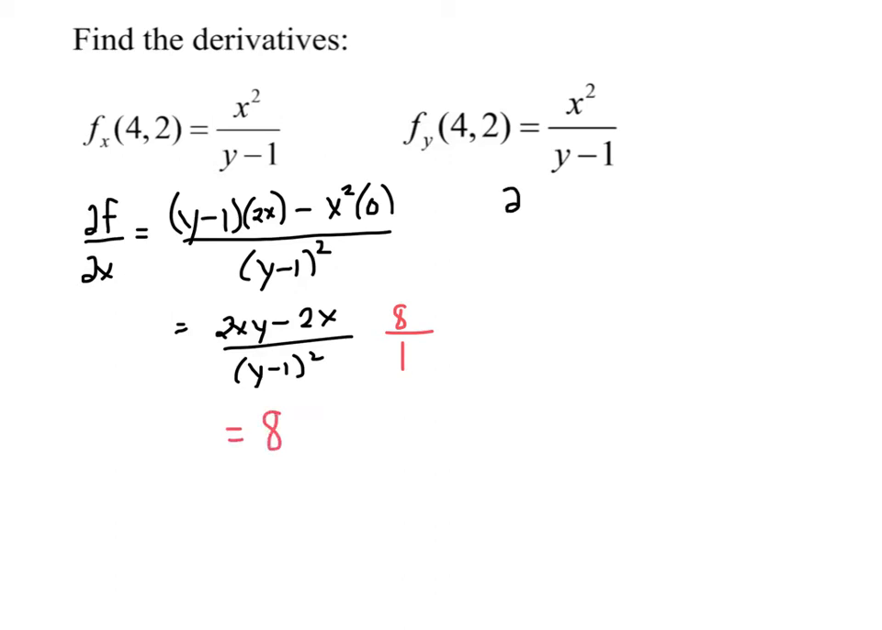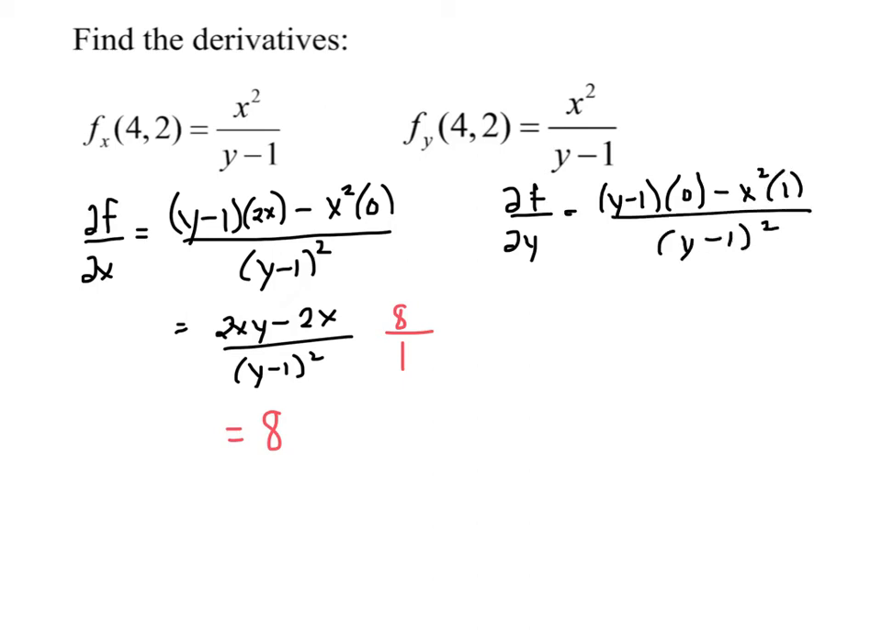Going with respect to y, low d high, and the derivative of the high this time is 0, minus high d low, the derivative of the low is just 1, over (y minus 1) squared. So I just have negative x squared over (y minus 1) squared.